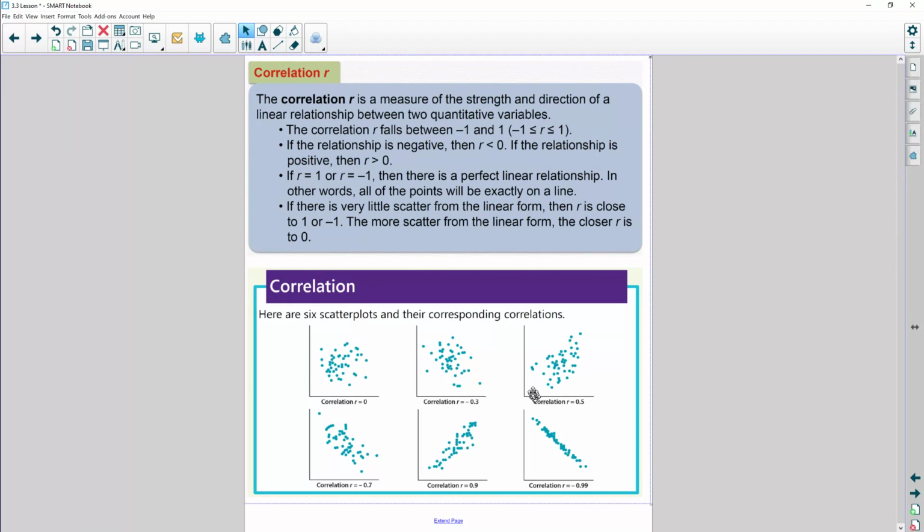Then in the next one, the dots tend to go up. They're a little more obvious and closer. That's a 0.5. The next one below is definitely negative, and it's a little stronger than the other one. That's a -0.7. Then they get really close, these next two. We have a 0.9 because it's very close to being on a line, and this one's especially close to being a single line. That's a -0.99. So correlation tells you about how close they are to a line.